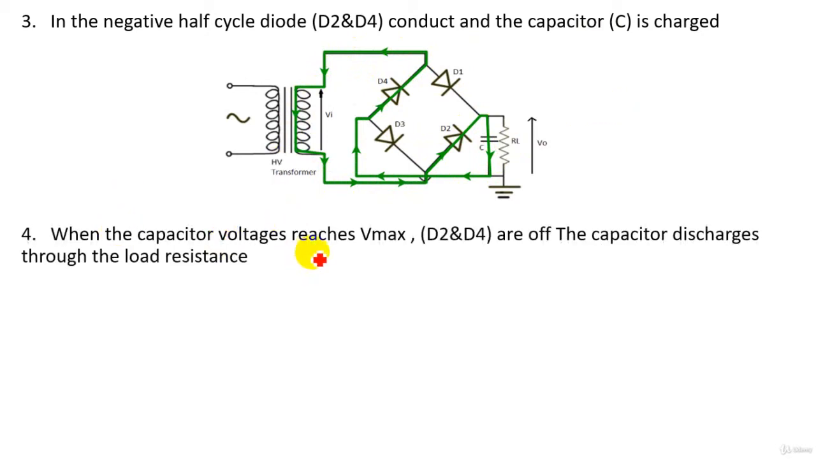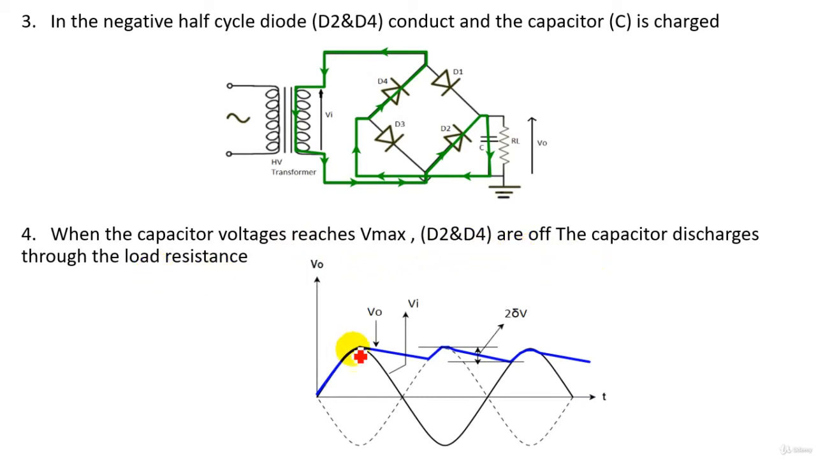Also, when the capacitor reaches the maximum voltage V maximum, diodes D2 and D4 will be off, so they act as open circuit and the capacitor discharges through the load resistance, and this will be the output waveform of our circuit. The blue line represents the output voltage. As we see, it's a unidirectional or DC voltage but with some ripples, and the difference between the maximum and the minimum voltage is 2 delta V, and delta V of course is the ripple voltage, and the solid sinusoidal wave is the input voltage.